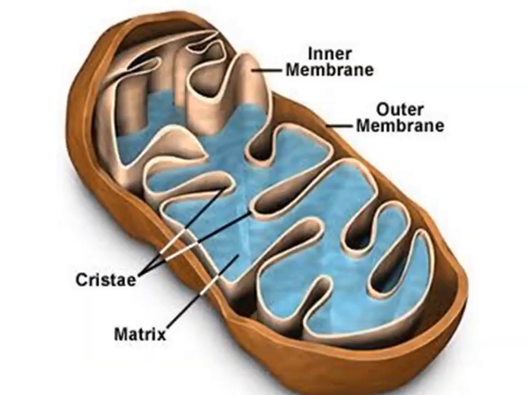Now you can see mitochondria, inner membrane, outer membrane. The inner membrane is folded into finger-like projections. These are called cristae. And what is matrix? Matrix is the fluid which is filled inside the inner membrane of mitochondria.